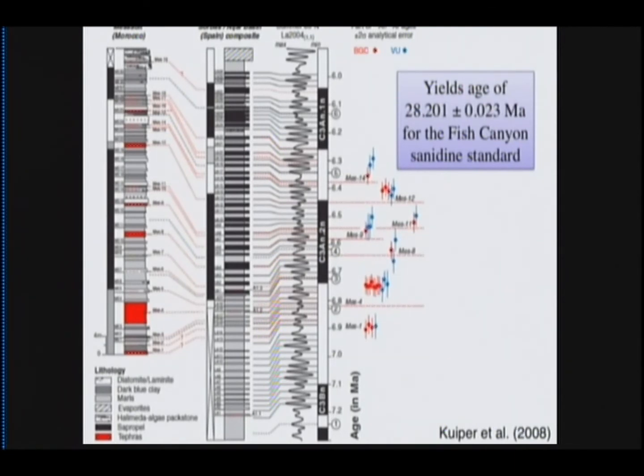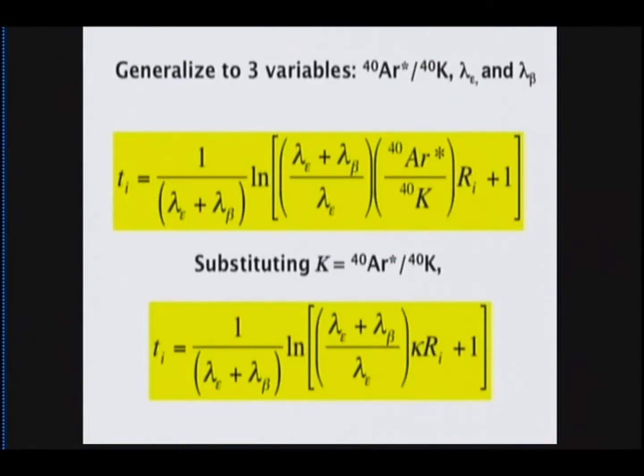So the bottom line is that if you are using this astronomical calibration to date something which is close to the age of the Fish Canyon Sanidine, the decay constants don't introduce very much uncertainty. But if you're trying to date something that's hundreds of millions or billions of years old, the uncertainty in these decay constants becomes very significant. Okay, and I'm going to talk more about that tomorrow if anybody wants to see that lecture.